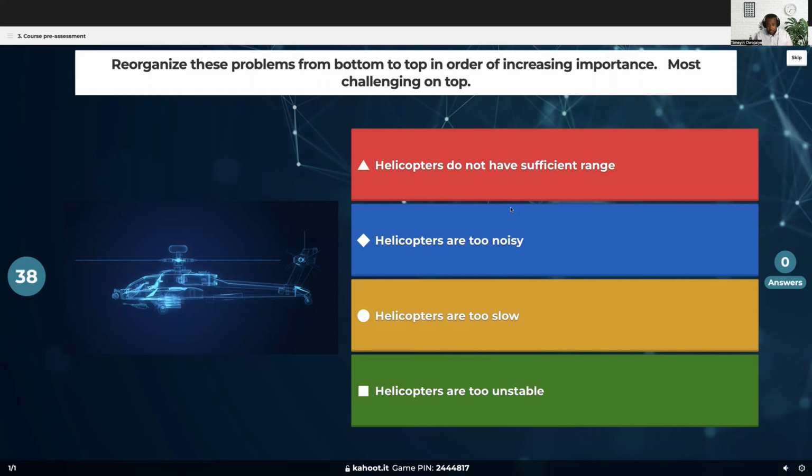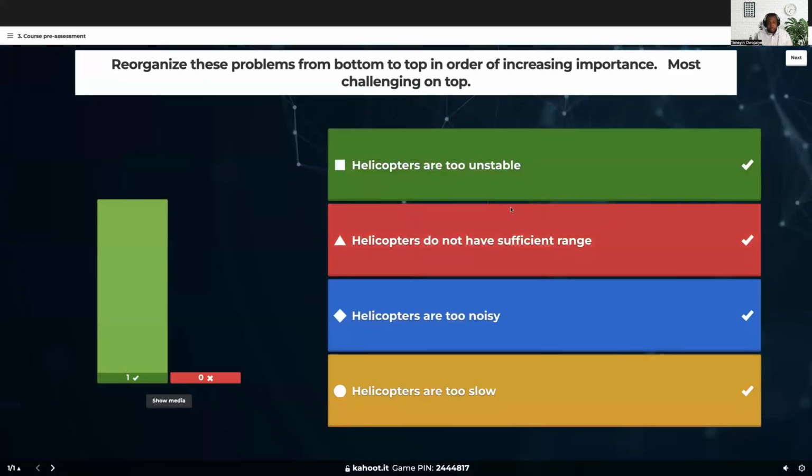Then perhaps I'll go with the fact that they're too slow. Maybe noisy first and then too slow. Yes, that will be my final answer. And there is no right or wrong answer here. It's really just about how you choose to perceive these.